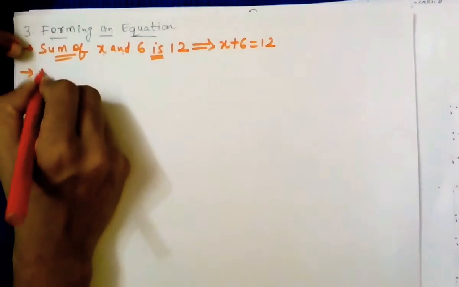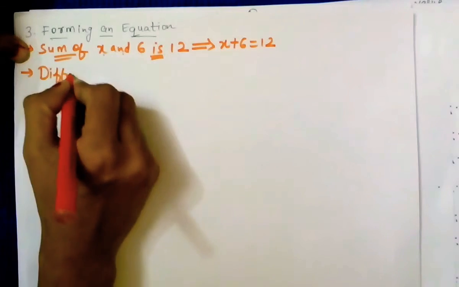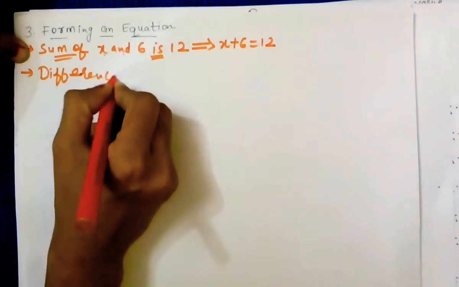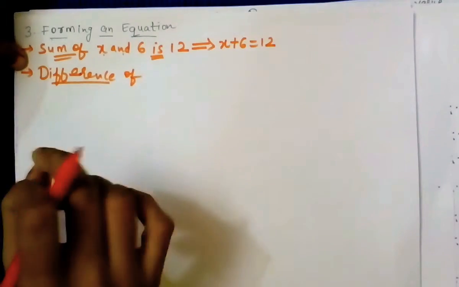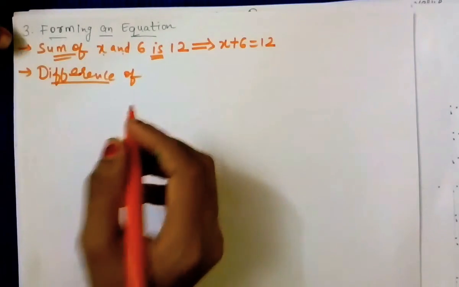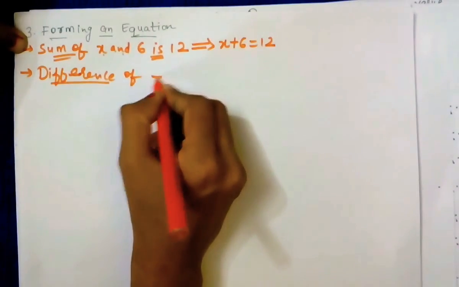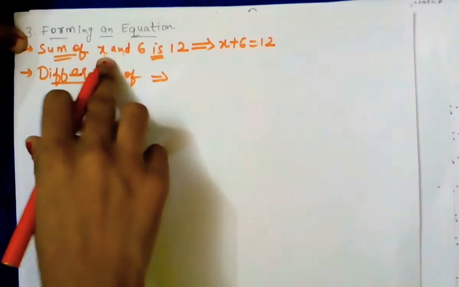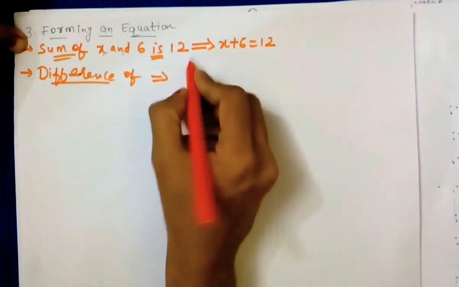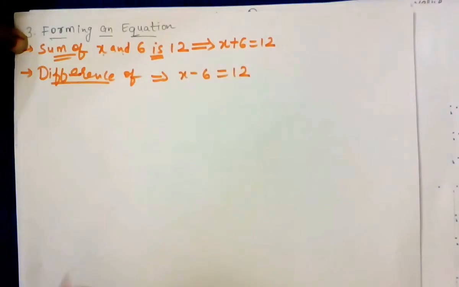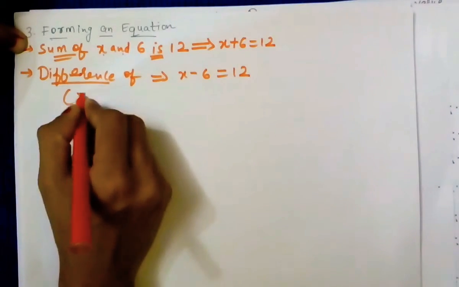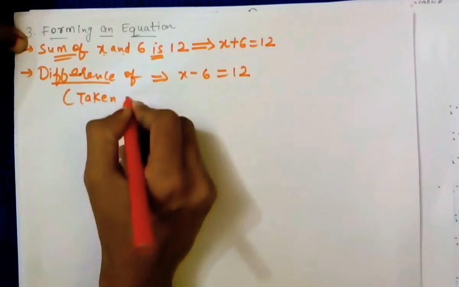Sometimes the words difference of are given. If difference of is given, difference means subtraction, so you will do minus. So if it is difference of x and 6, that will be x minus 6 equal to 12. Sometimes in place of difference, the words taken away are given.